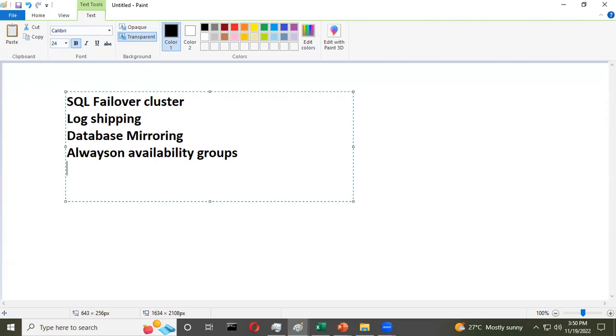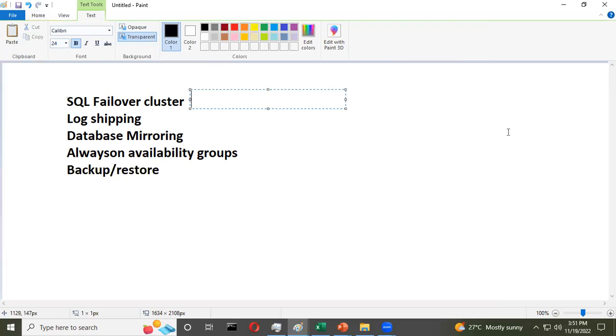I'm not listing it here. Mostly we use replication for transactional replication or replicating tables, so I'm not going to discuss that. Maybe in coming videos I will talk more about the replication technologies in SQL Server. Here, mainly: failover clustering, log shipping, database mirroring, Always On availability groups, and backup and restore. Backup and restore is not considered a high availability or disaster recovery solution, but we can bring the database online by restoring it, so I would like to discuss this as well.